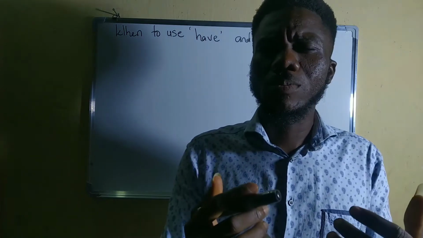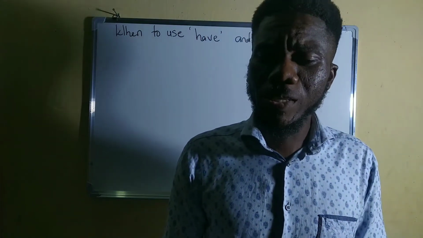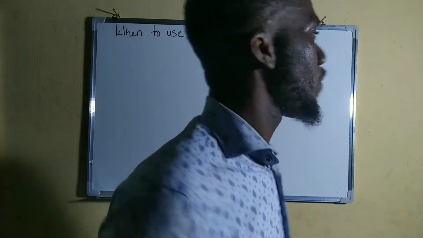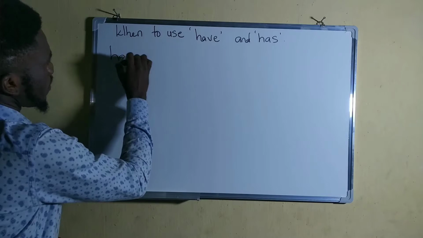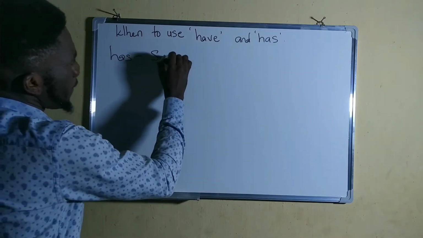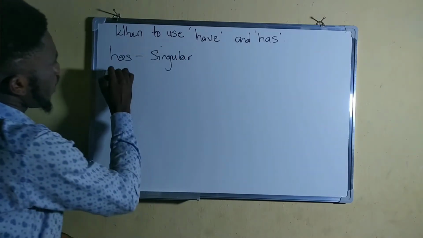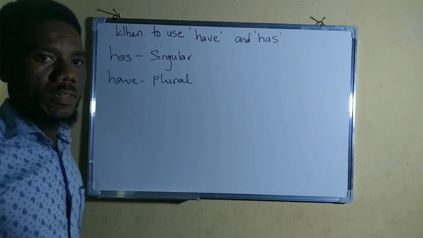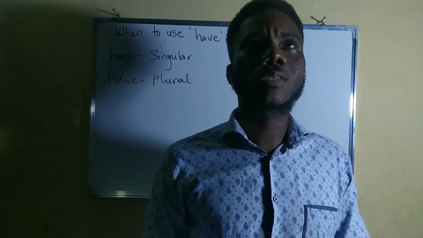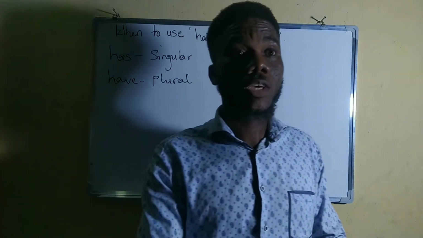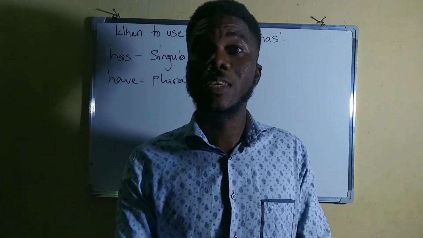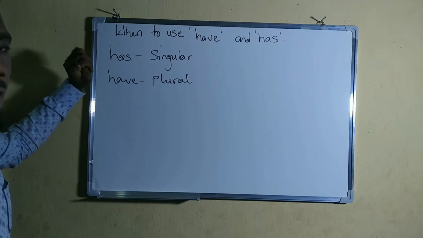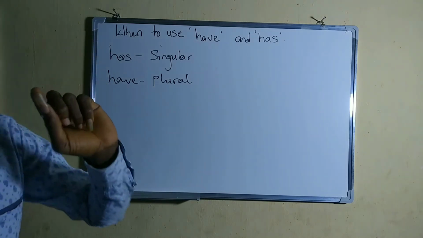Now, how do you make use of them? Since both of them belong to the same auxiliary verbs, how do you make use of them? Now listen, the word has is singular, while have is plural. Yes, we have something about singular and plural in verbs, just the same way that we have it in nouns. Now, this word has is singular in nature, while have is plural.